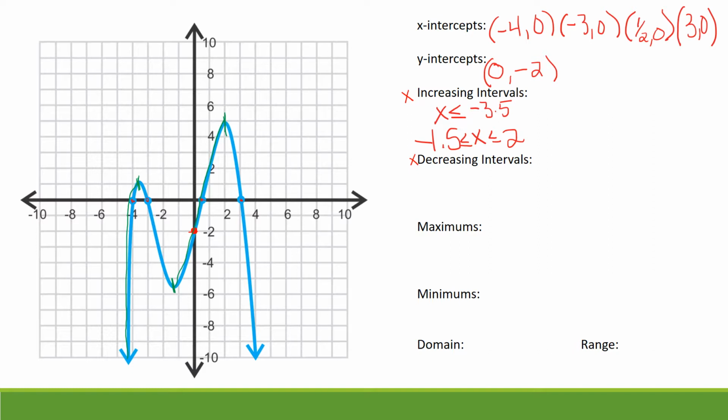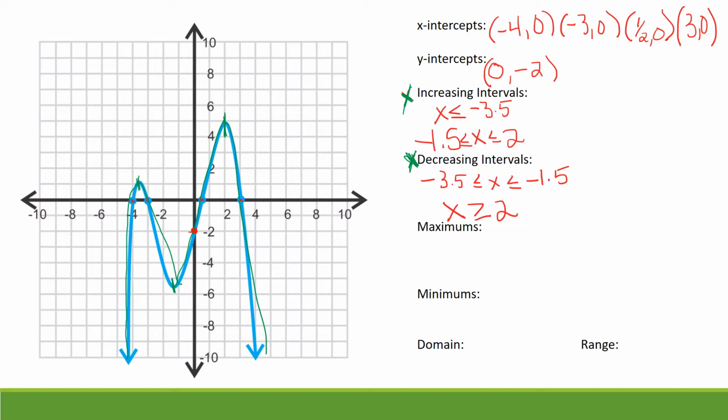So then from this point on, my graph is going to decrease. So those two intervals, when our graph is decreasing from this point to that point and this point to that point, are these two intervals: -3.5 less than or equal to x less than or equal to -1.5, and x is greater than or equal to 2. So we're writing those in inequality notation, but we're recognizing where our graph is increasing and decreasing according to the x values on our graph. We're referencing the x-axis in order to come up with those numbers.